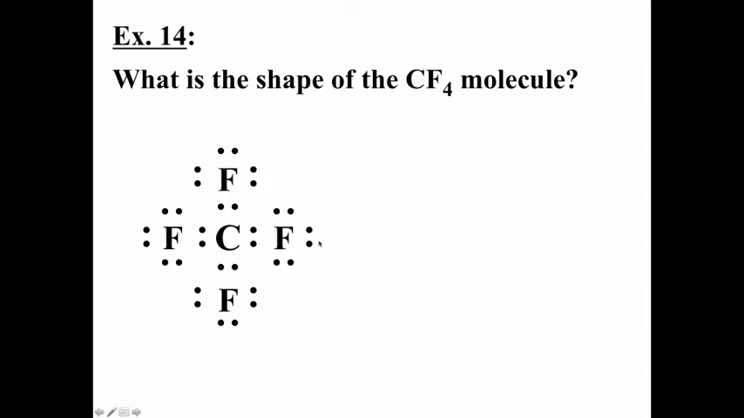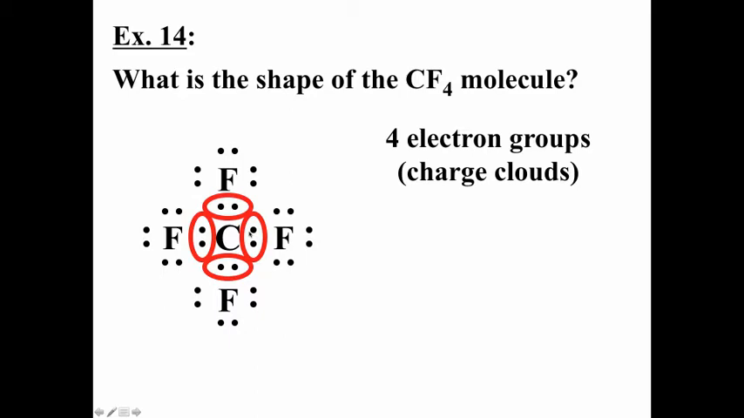Now, once you've drawn the Lewis dot structure, you need to look at how many electron groups there are around the central atom. And so note, we're only picking the electron groups that are around the central atom carbon. We're not worrying about electron groups that are farther outside on these fluorines, for example, because these are not attached to anything, but the fluorine is attached to the carbon. And so here we have 4 electron groups, or 4 charge clouds.